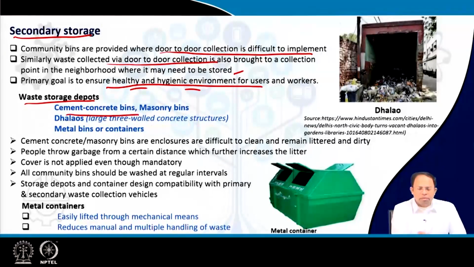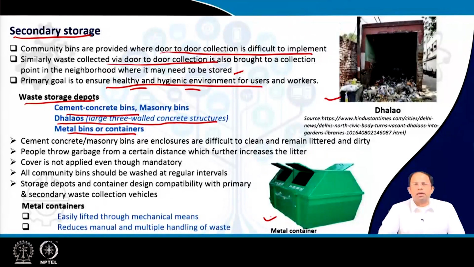One is cement concrete bins, or it could be a masonry pit. So it's just an enclosure made of cement concrete, or a masonry enclosure where you create a small wall around a particular area and people throw garbage inside it. Or it is also something known as a dhalao, a large three-walled concrete structure, as shown in this picture. So it's like a small room and people throw garbage inside. And then there are metal bins or containers, as you can see in this picture. So these are the three kinds of containers you see in these situations where people throw their garbage.